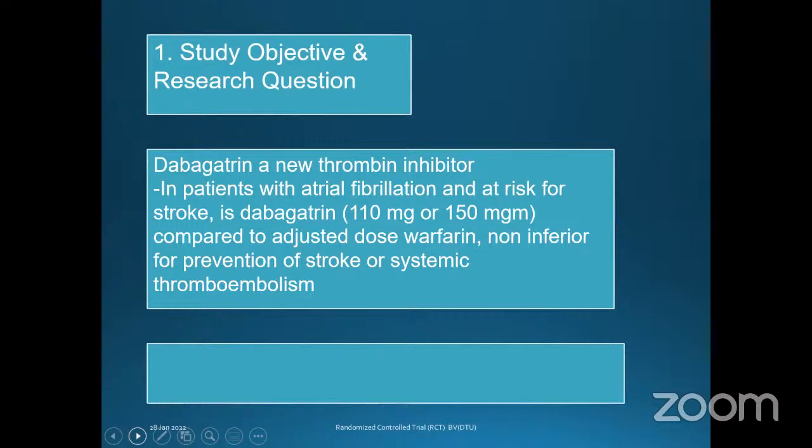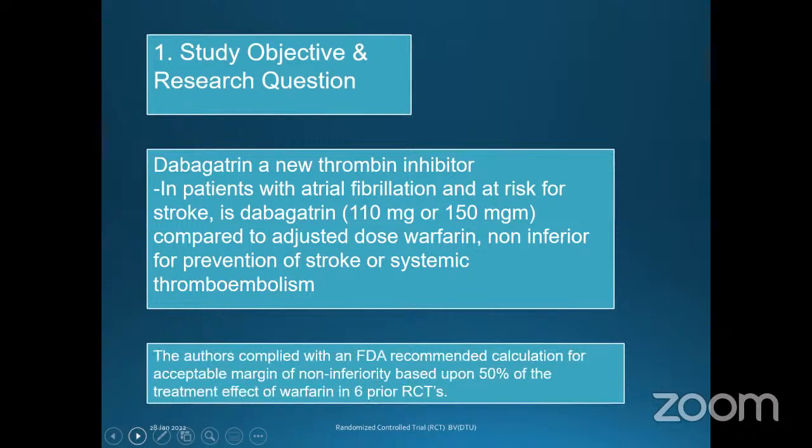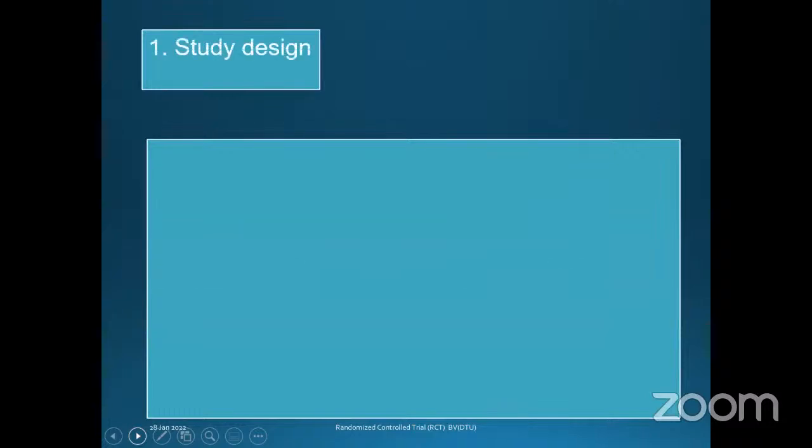Is dabigatran 110 milligrams or 150 milligrams, compared to adjusted-dose warfarin, non-inferior in the prevention of stroke or systemic thromboembolism? The others complied with the FDA-recommended calculation for the acceptable margin of non-inferiority, based upon 50% of the treatment effect of warfarin in 6 prior RCTs. So there is a previous study.